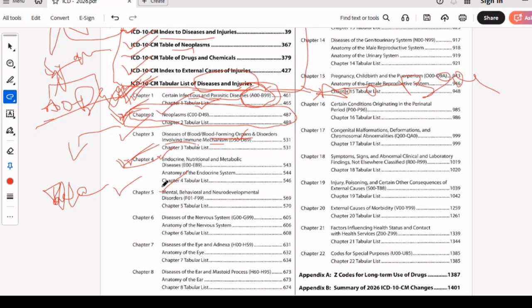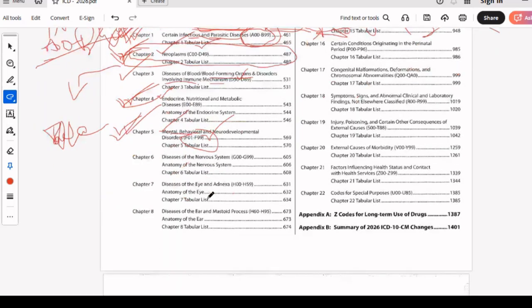Disorders. And the next one we can see here, chapter 5, which is related to mental and behavioral disorders. Mental disorders like depression, bipolar disorder, panic disorder, right? And we have PTSD, right? All these conditions will come under this chapter 5, and these codes will start from F01 to F99. And next one we can see here, chapter 6.